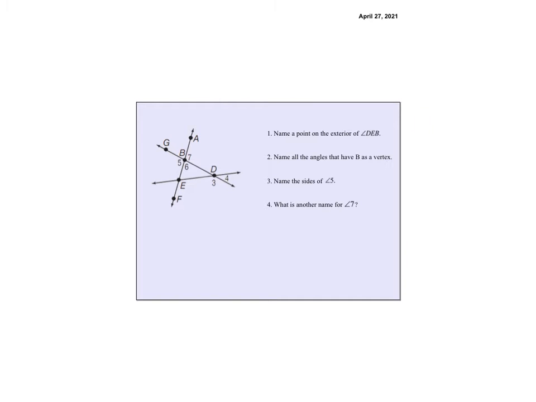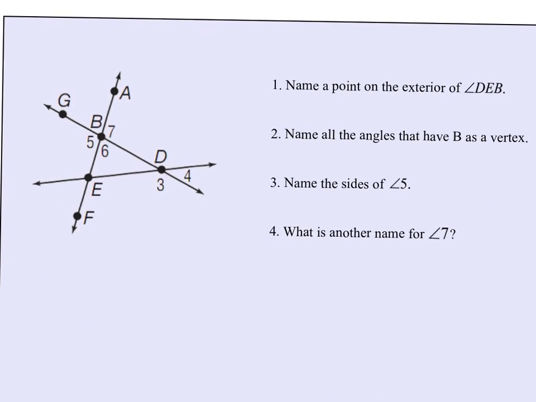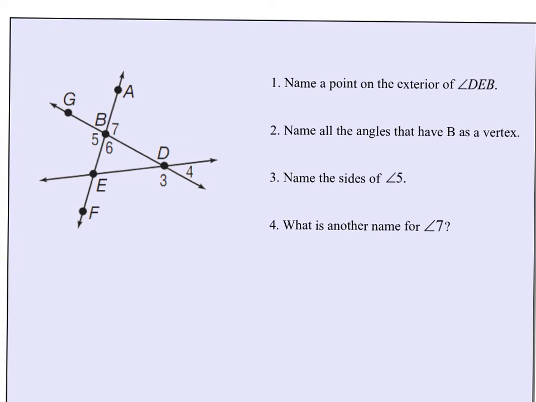So if you look, this is often what happens. You have a mishmash of angles and points and every manner of thing that can happen when you have lines intersect. So name a point on the exterior of DEB. Well, let's look at where DEB is. So you're starting at D, going towards E, going up to B. So DEB is going to be this angle right here.